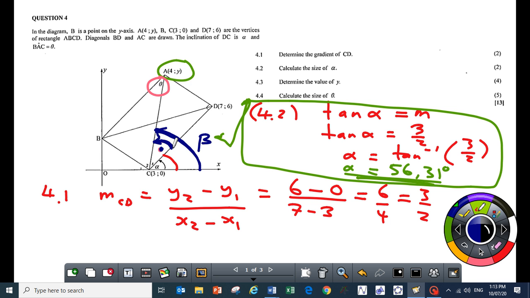So for me to get beta, I need to find the gradient of AC. I'm going to determine the gradient of AC first. My charger is dead, the battery needs to be charged. Okay, let me carry on.